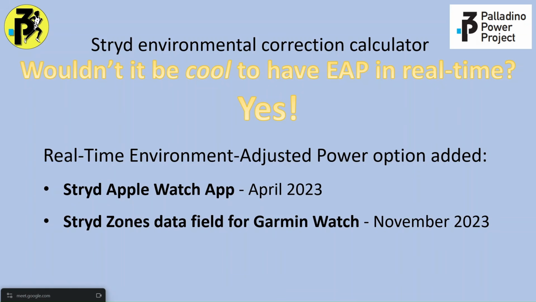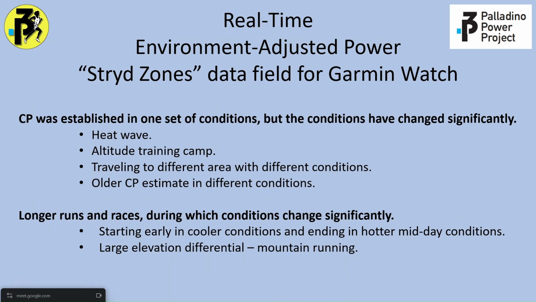So these are the watches that allow you to have real-time environmentally adjusted power. So when might you employ it? Well, it's sort of a common sense thing, but let me go over some examples. So your CP was established in one set of conditions which were maybe more power friendly, but the conditions have changed to what your current conditions are.